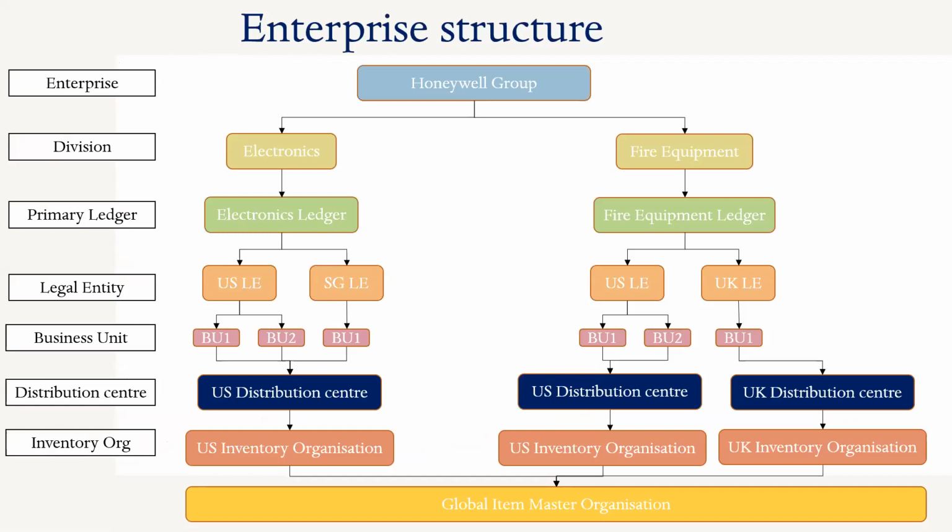So what is the enterprise structure? How is this different from the MOSC that we have in R12? Here I have taken Honeywell as a use case. If you see the entire structure list, we have the legal entity, the primary ledger, the inventory org, and the business units, which are already defined in R12 as well. So how is this different from R12?